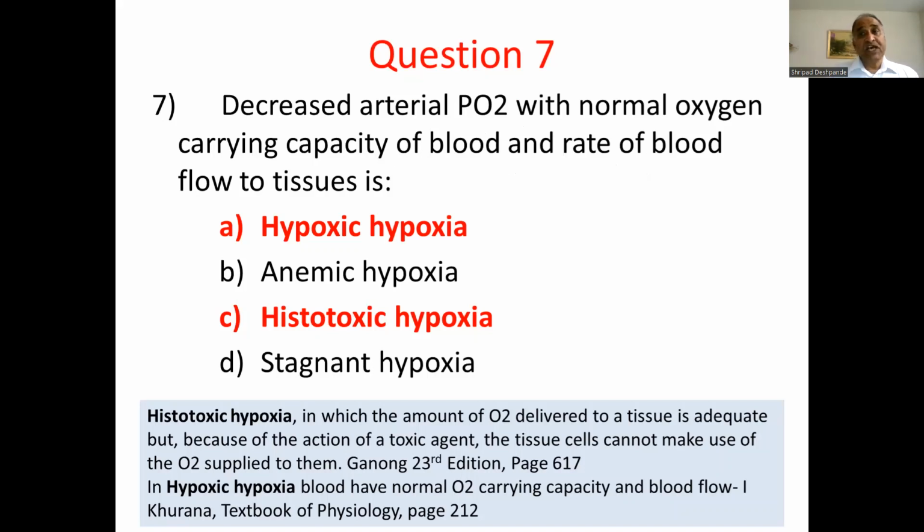Therefore, you have to decide what you have answered, and whatever you have done, if you want to have the benefit, you have to go further. I have given the references here. Histotoxic hypoxia is there in Ganong, 23rd edition, page 617. Hypoxic hypoxia you can find in Indu Khurana's Textbook of Physiology, page 212. So this is a disputed question. Question number 4 was a disputed question, and question number 7 is a disputed question.